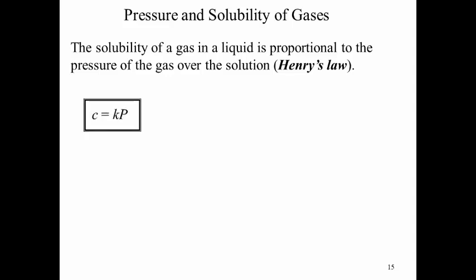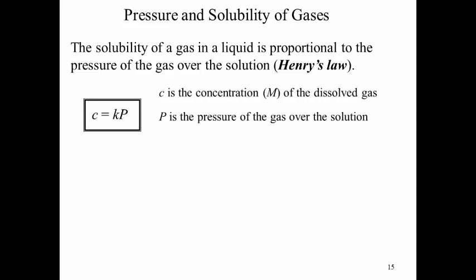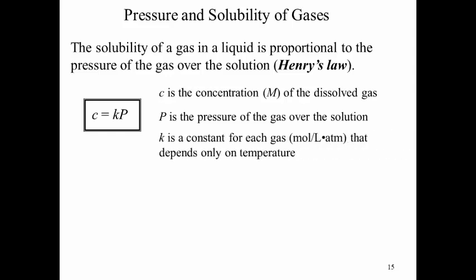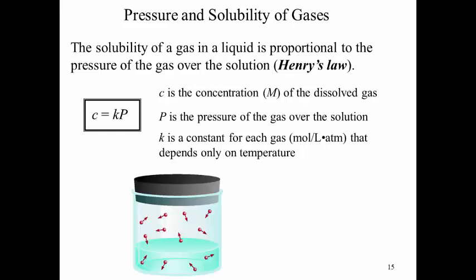And so Henry's law is C equals K times P. C is the concentration of the dissolved gas, P is the pressure of the gas over the solution, and K is the constant for each gas. Sometimes it's also written as P equals Kc, and therefore your K, instead of being moles per liter atmospheres, will be liter atmospheres over moles. And K depends only on temperature.